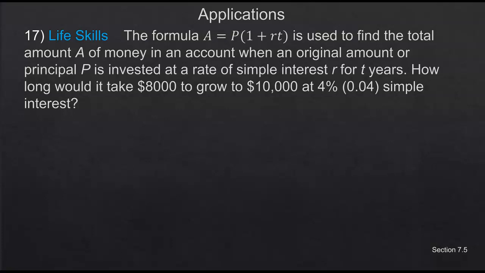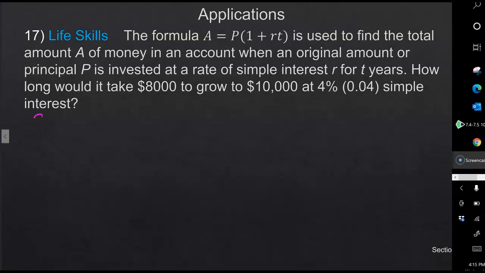On this one, we're using this formula, A equals P times 1 plus rt, and it's used to find the total amount of money in an account when an original amount or principal is invested at a rate of simple interest r for t years. So it has to do with interest and principal and all of that. How long would it take 8,000 to grow to 10,000 at 4%? We would put that in as 0.04, simple interest. Now, even though it doesn't tell us to do this, solving for t would be a good idea.